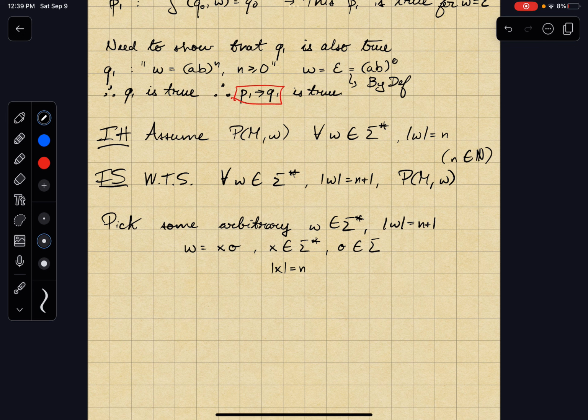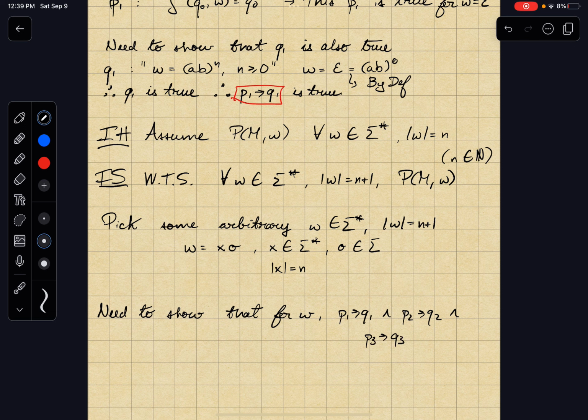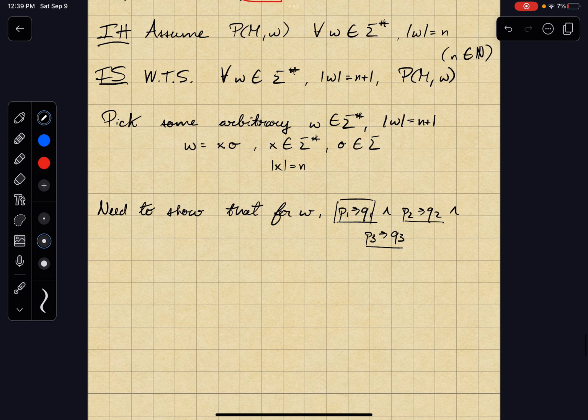So we have this arbitrary string W, and now what we need to show is that for this W, P1 implies Q1, and P2 implies Q2, and P3 implies Q3. I'm only going to do the first proof in this video, but I encourage you to do the other two, and I'll post notes so you can check whether your work is right. Okay, so let's actually do this first one.